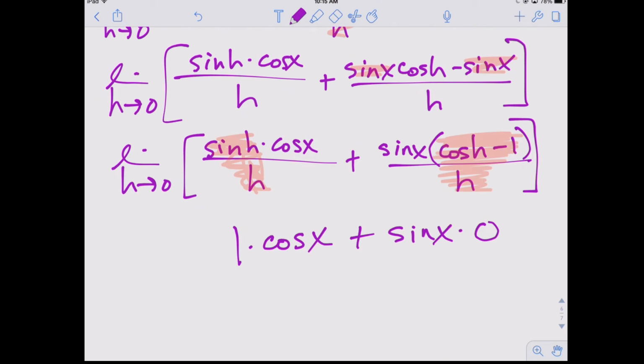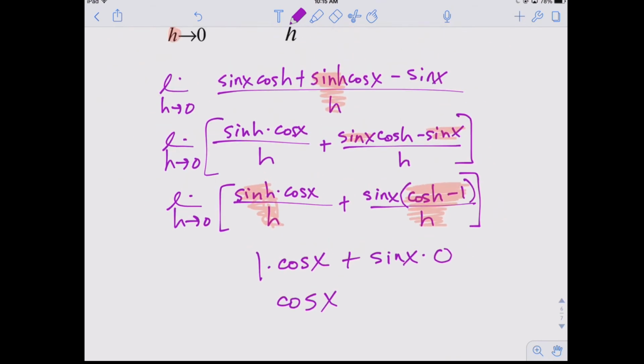And because I plugged in at that step, or evaluated, I don't need the limit. Remember, we're treating cosine x and sine x as constants. Now, anything times 1 is itself, and a constant times 0 is 0. So we just end up with cosine of x. And that's the answer.